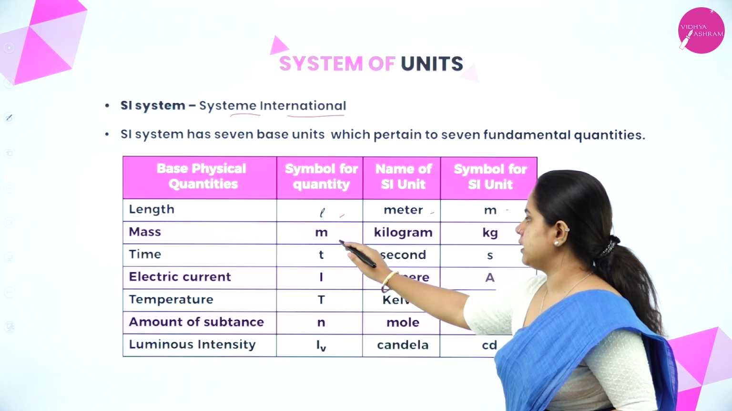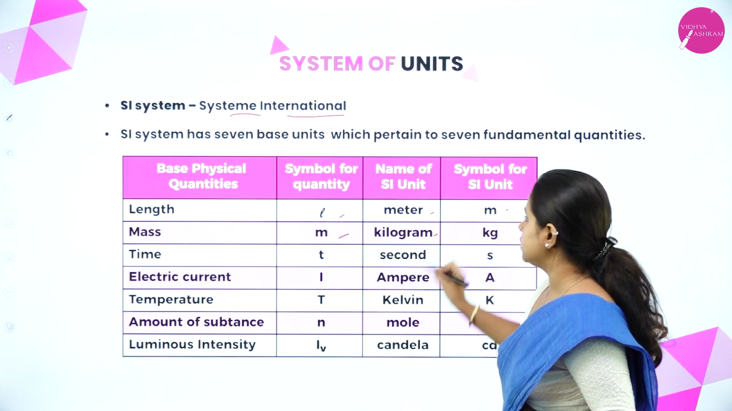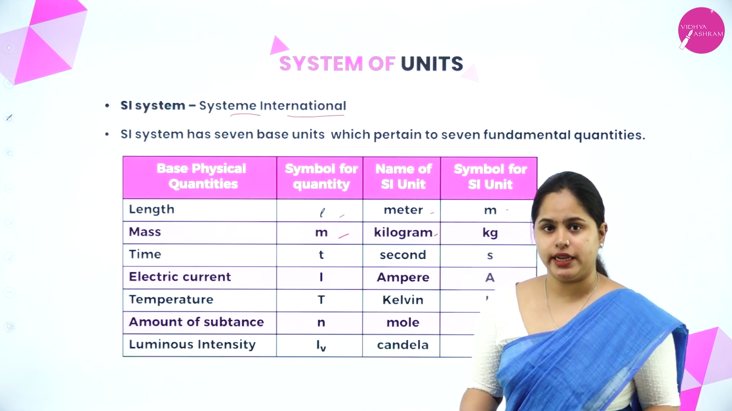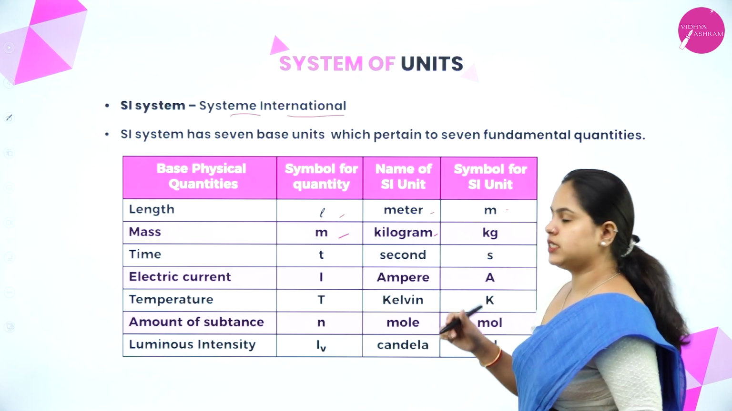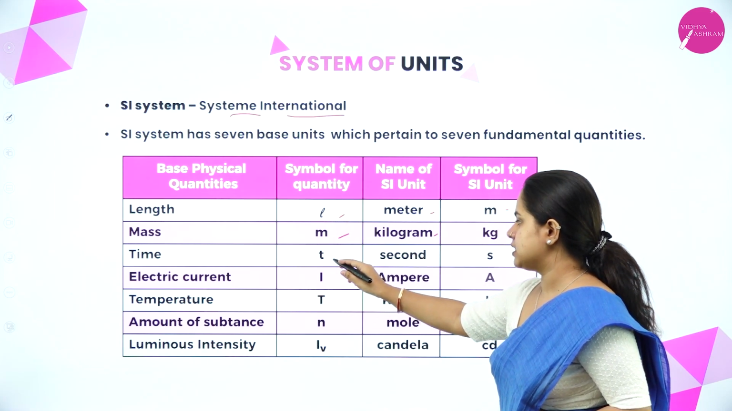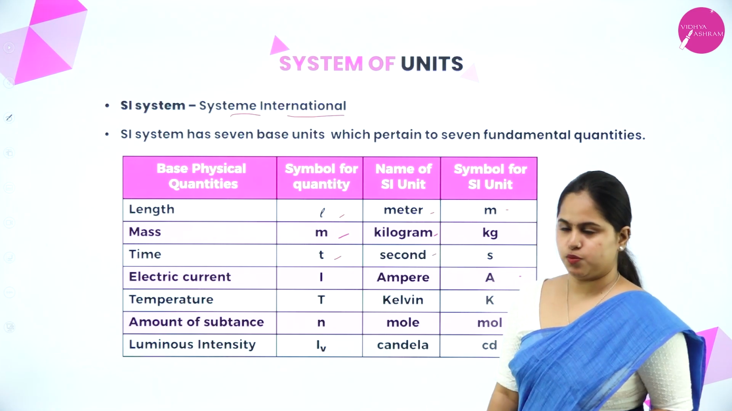The symbol of the quantity is m. The SI unit is kilogram. Even though we measure it in grams, mostly in chemistry, you measure it in grams or milligrams, the SI unit for it is kilogram, which is represented as kg. Now, time. The symbol for the quantity is small letter t. The name of the SI unit is second, represented by small s.